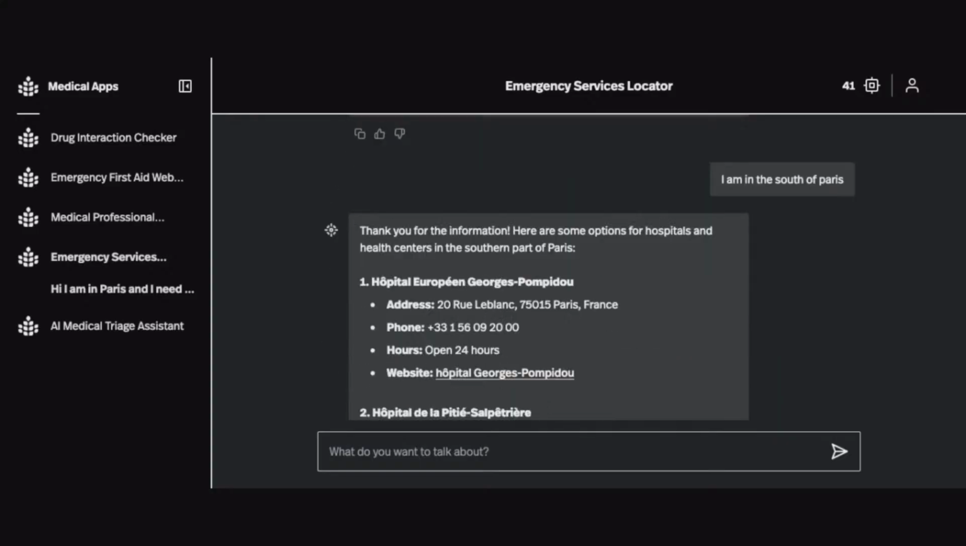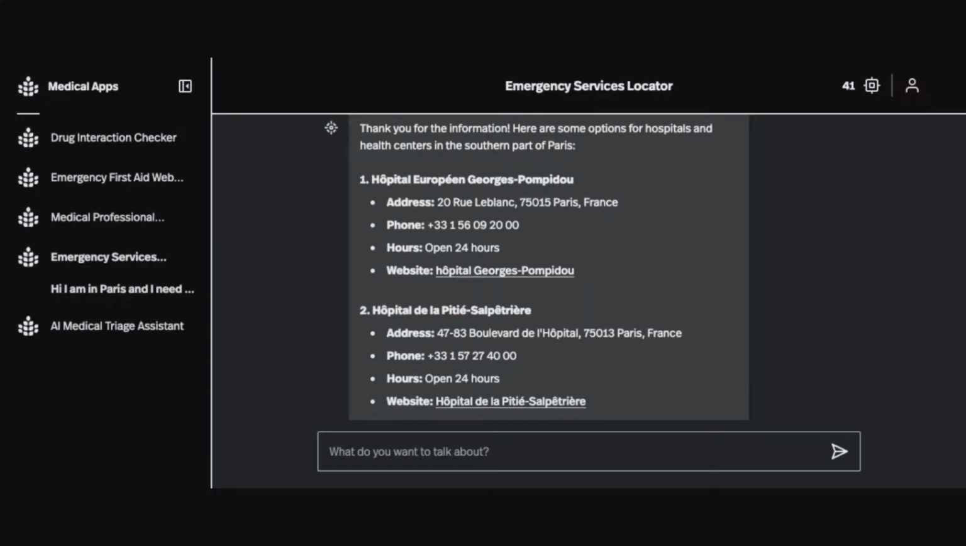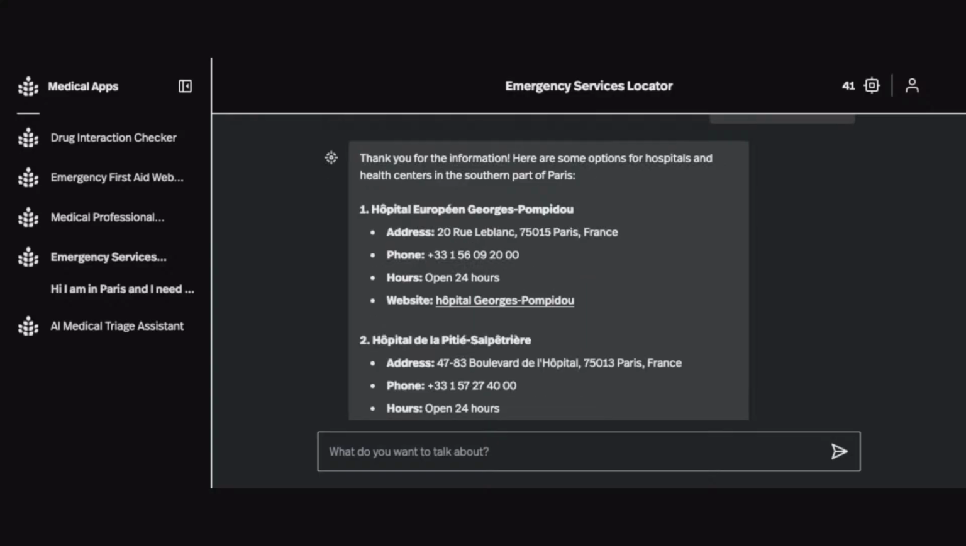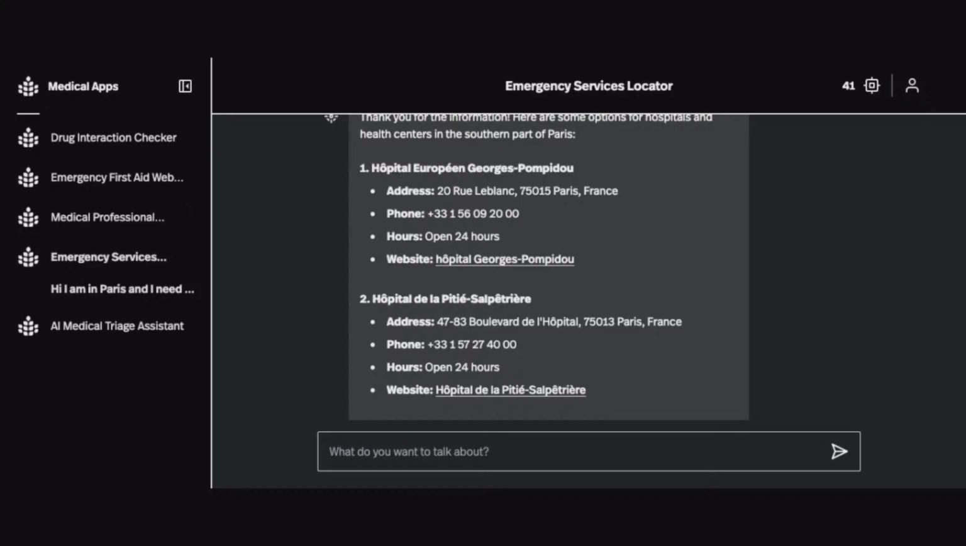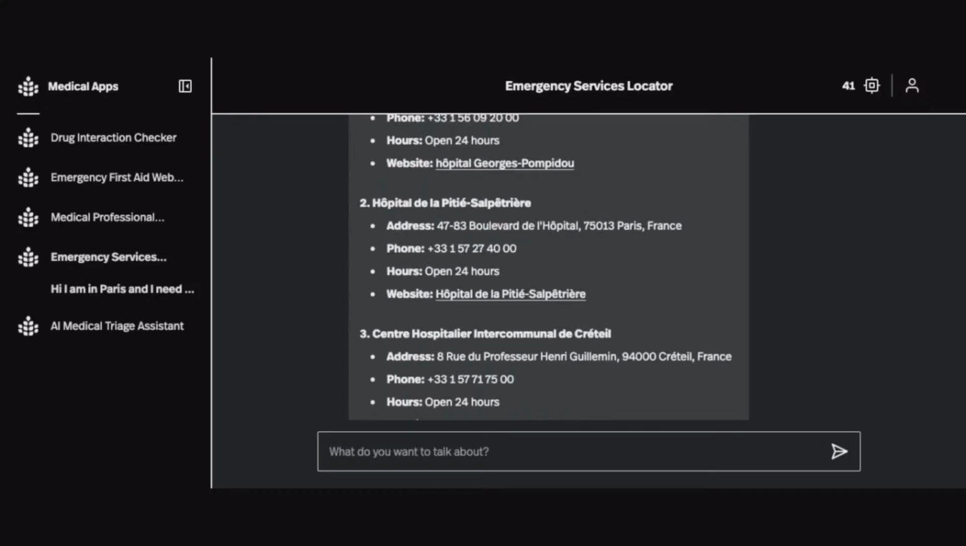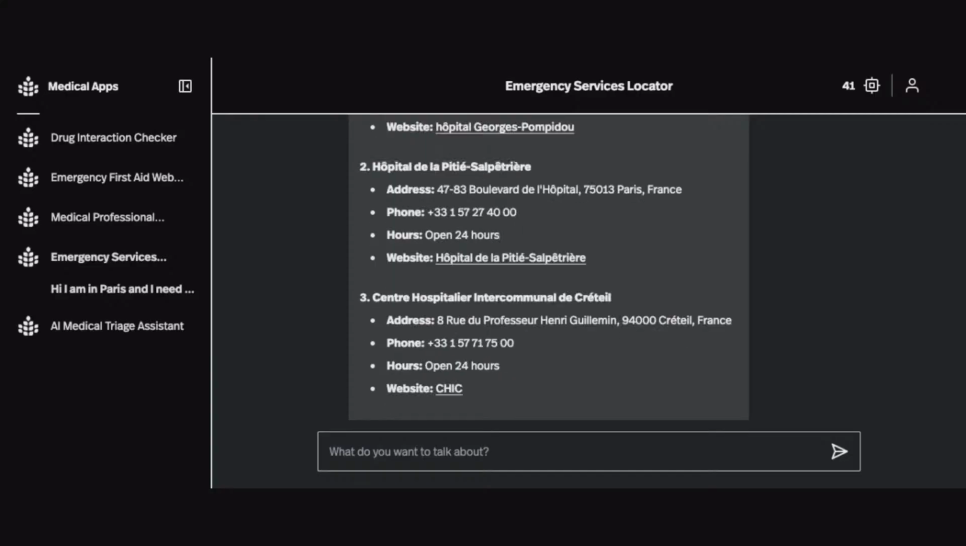Thank you for the information. Here are some options for hospitals and health centers in the southern part of Paris. And as you can see, it gives you all the hospitals that are in that area with the phone numbers, the address, and the hours of operation, as well as the website.